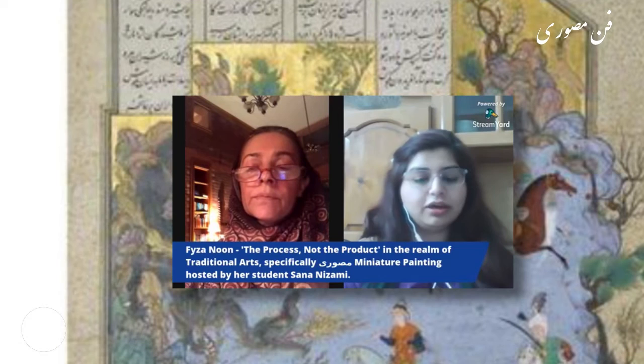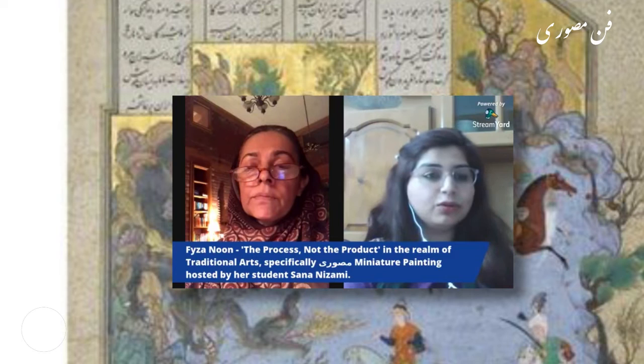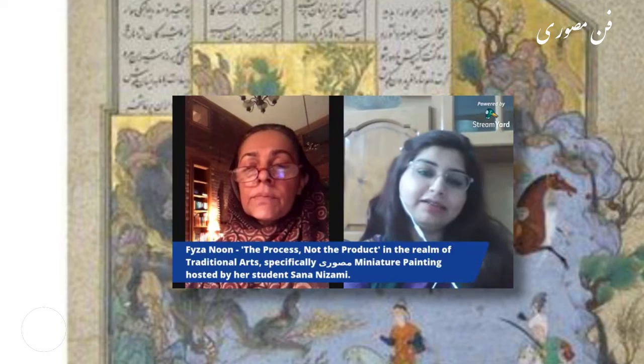And aapko aksar kehte hue suna hai that the background is more important than the object jo samne nazar aa raha hai, but uska jo background hai, that is more important, or I think usko paint karne mein bhi that's the most painstaking part of the painting. So why is it that the background is more important?